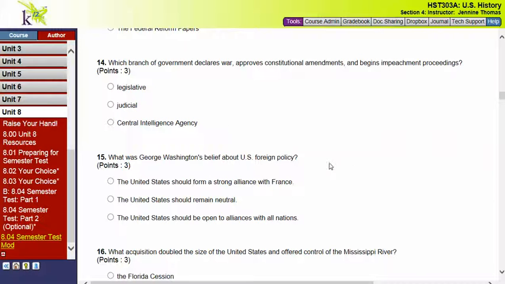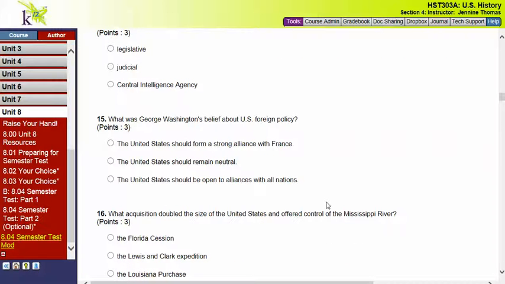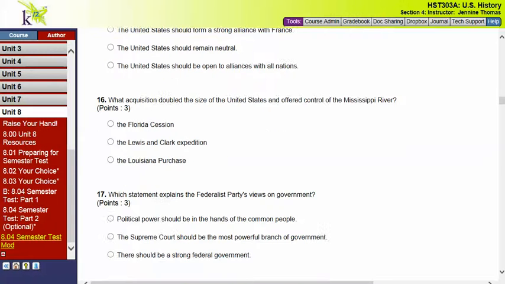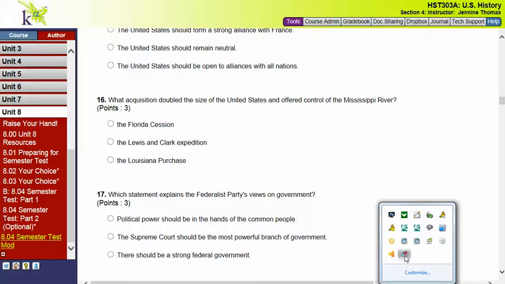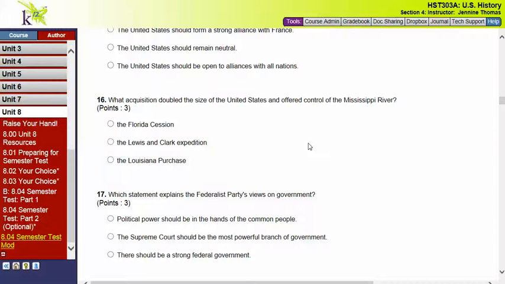Number 15, what was George Washington's belief about U.S. foreign policy? The United States should form a strong alliance with France, the United States should remain neutral, or the United States should be open to alliances with all nations. Number 16, what acquisition doubled the size of the United States and offered control of the Mississippi River? The Florida Secession, the Lewis and Clark Expedition, or the Louisiana Purchase?